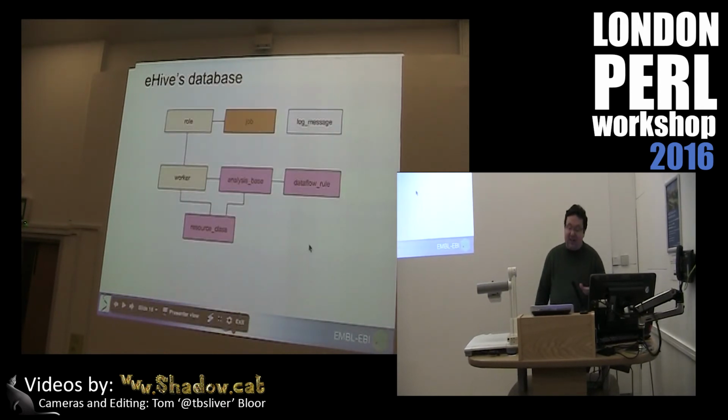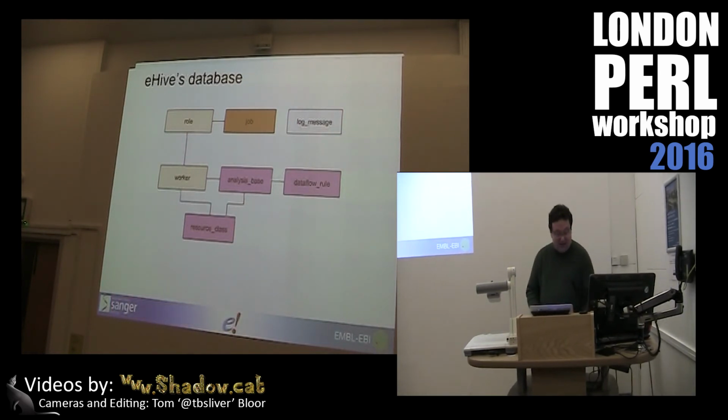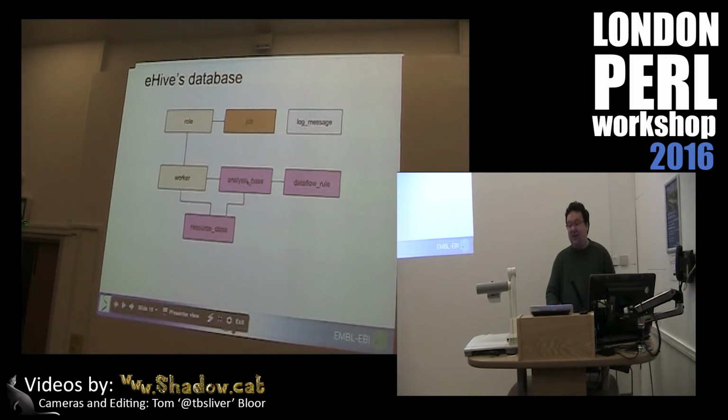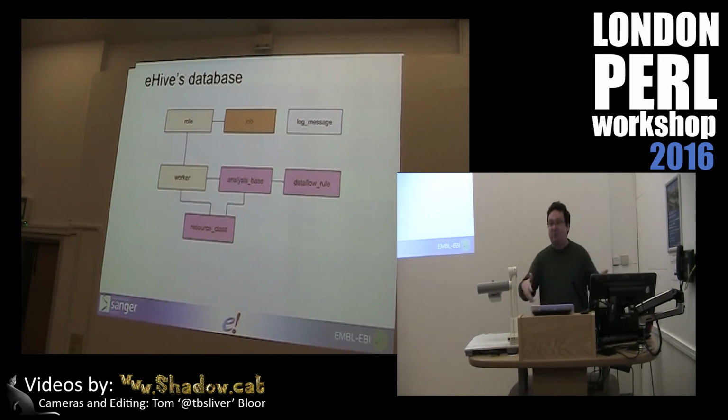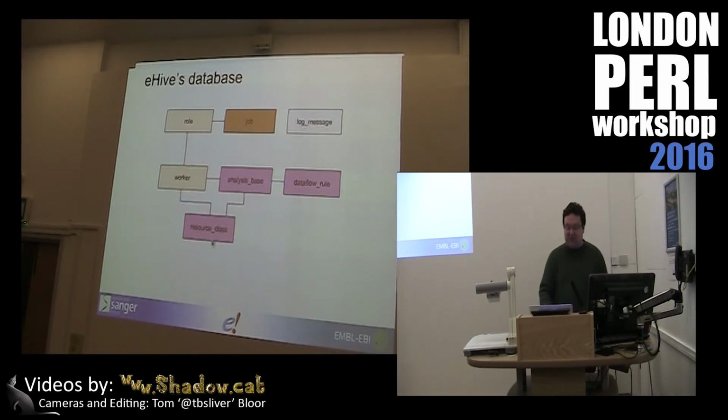Okay, so this is the eHive database, a very, very simplified version of the schema, but just to show you what's going on. The center is what we call analysis_base, which is a list of the analyses. Dataflow rules are those different branches and show which analysis connects to which. Resource classes allow the analysis to know what resources it needs. Do I need a high memory node? Do I need a GPU? Do I need just a plain old local low performance node?